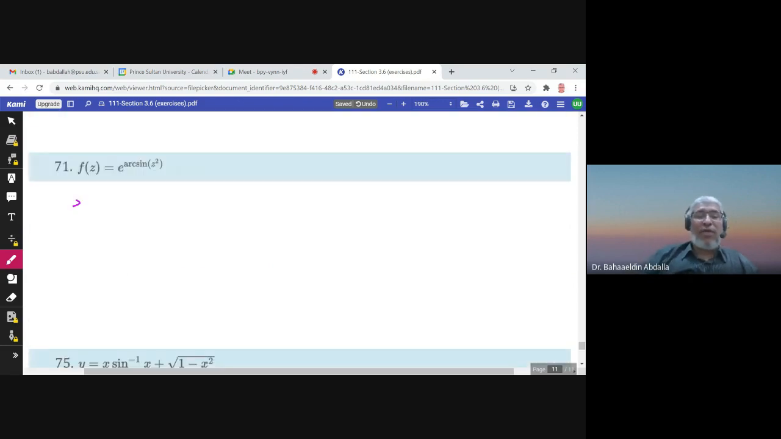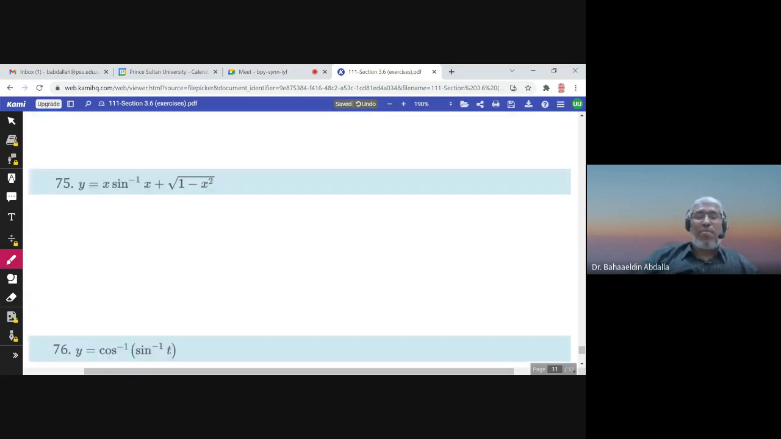F prime of z. I have e. So that's the derivative of e times derivative of the power of e, sine inverse, which is 1 over square root of 1 minus u square. So z square raised to the power 2 would be 4. And then times the derivative of z square, which is 2z. That's the derivative.